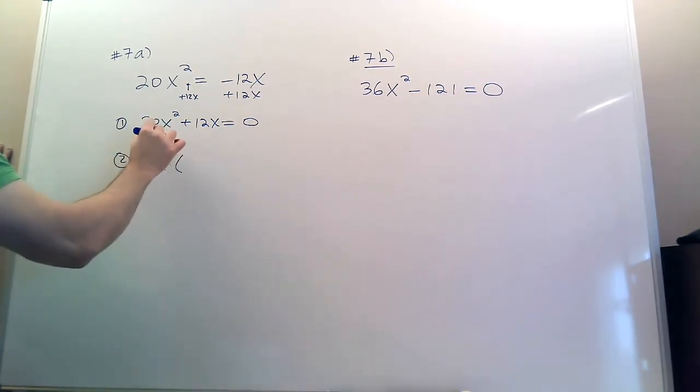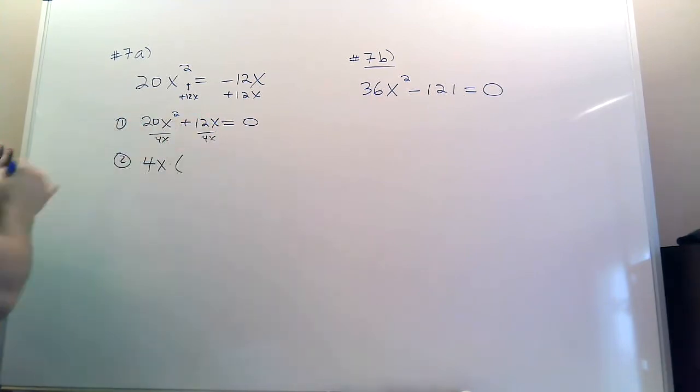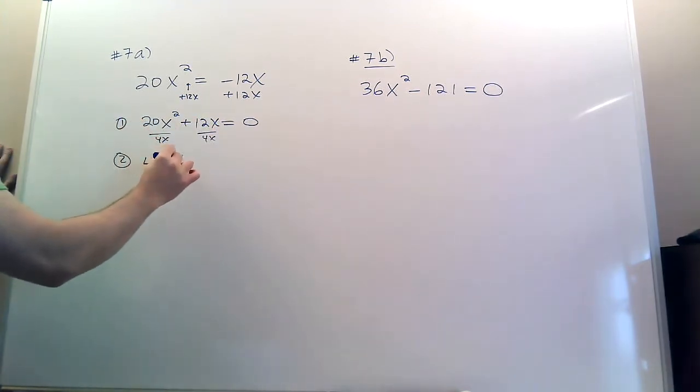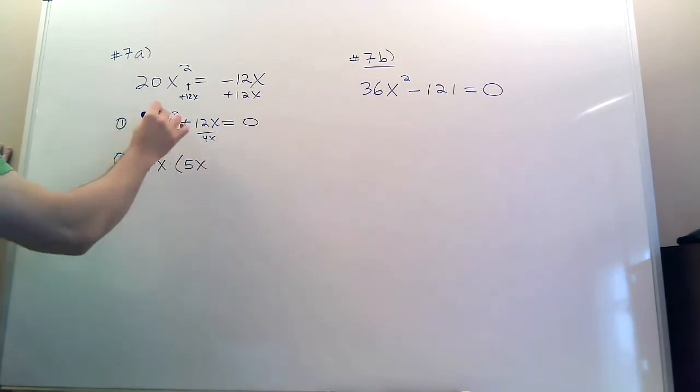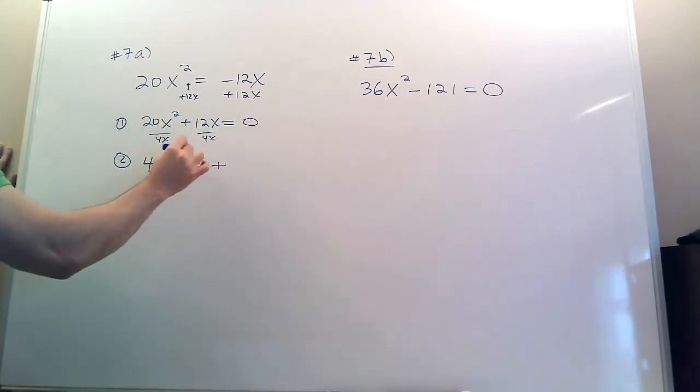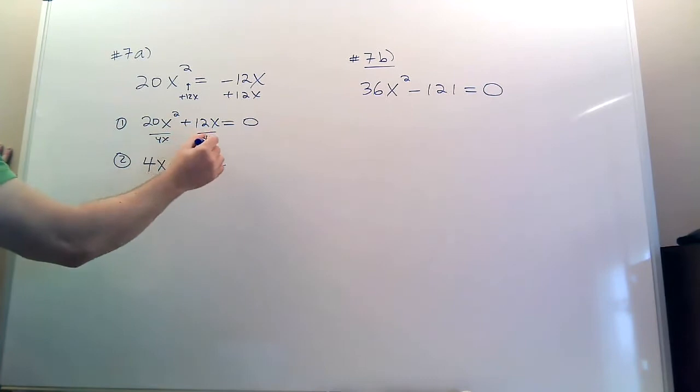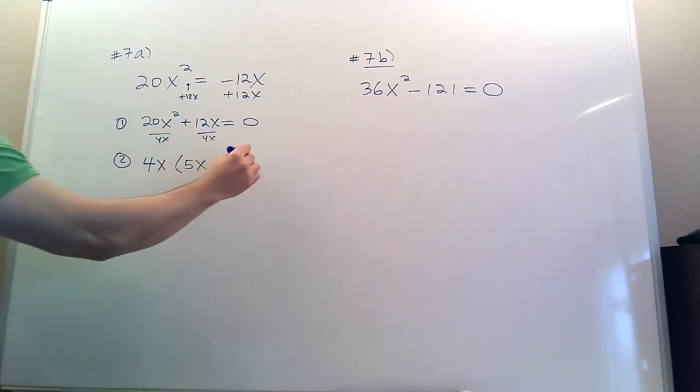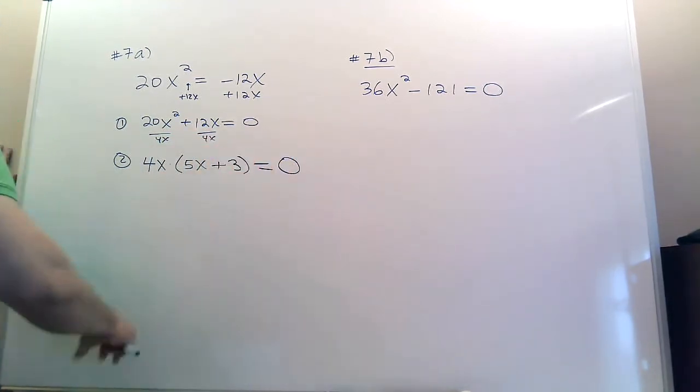So again, if you want to put it underneath, put it underneath if it helps you. 20 divided by 4 is 5. x^2 over x is x. Plus 12 divided by 4 is 3. The x's cross out. Equals 0.